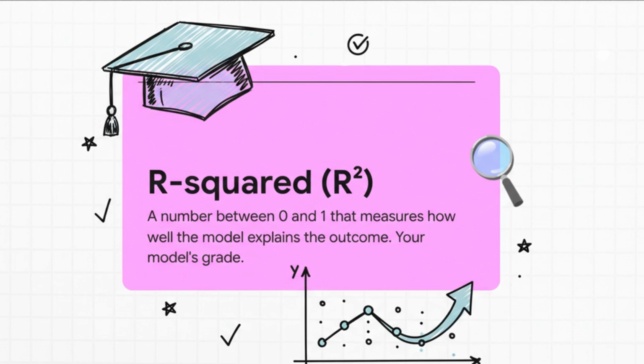The easiest way to think about it is like a grade for our model on a scale from 0 to 1. It tells us what percentage of the movement in our y variable is explained by the movement in our x variable. It is basically a goodness of fit score.